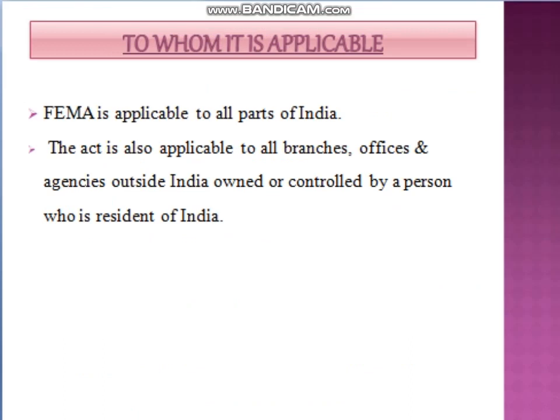The Foreign Exchange Management Act is applicable to all parts of India. The Act is also applicable to all branches, offices, and agencies outside India owned and controlled by a person who is a resident of India. In short, we can say that FEMA is applicable to all parts of India and also to all branches, offices, and agencies outside India which are owned and controlled by a resident of India.